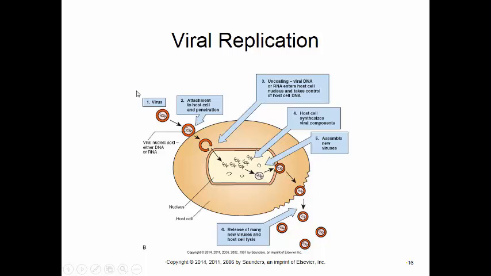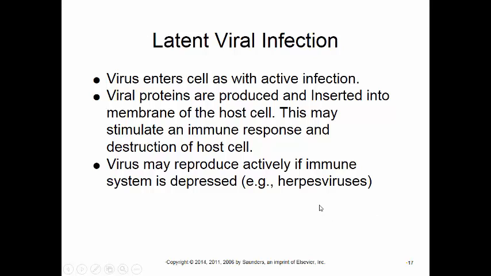Okay. So there's the virus. It attaches to the host cell. It releases its DNA and it hijacks the system. The host cell reproduces the viral DNA, copies it, and makes the proteins that are necessary. And the host actually assembles the new viruses. And then they bud off and release the virus to new host cells.